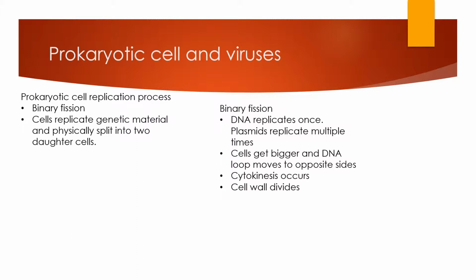However, plasmids can multiply many times, so you might get one in the original cell and six in the other. The cell gets bigger and the DNA loop moves to opposite sides. Cytokinesis occurs, which is the division of the cytoplasm, and then the cell wall divides, and each daughter cell has one copy of the DNA.